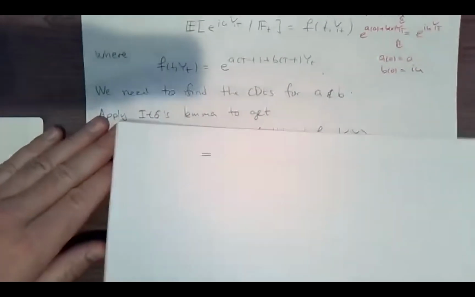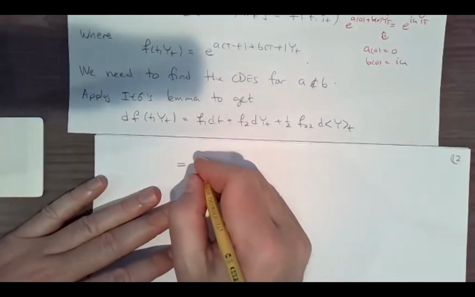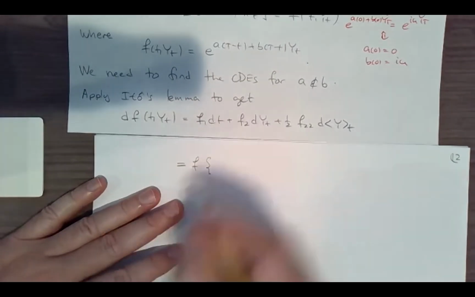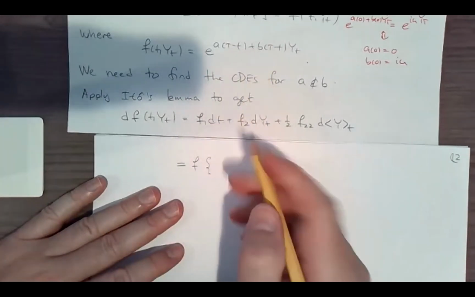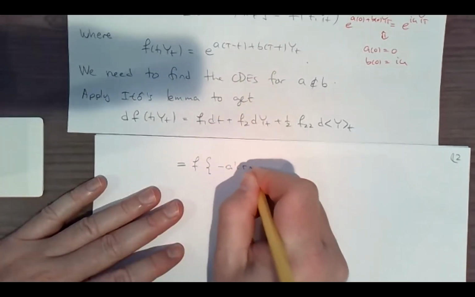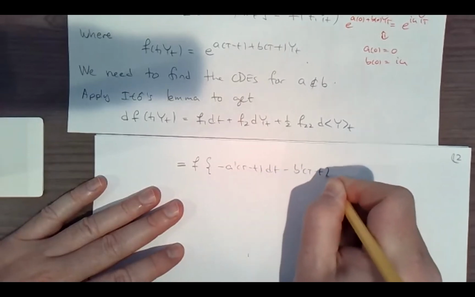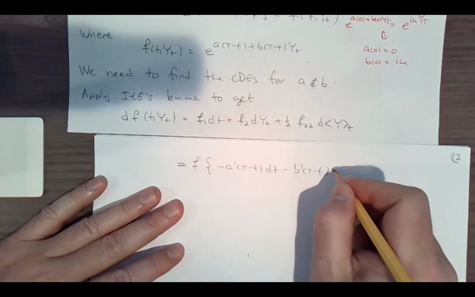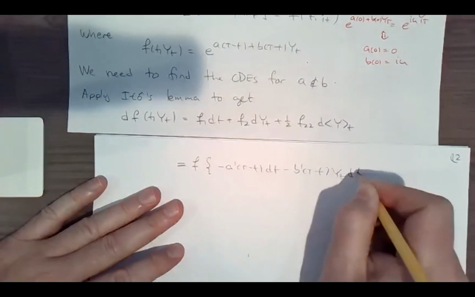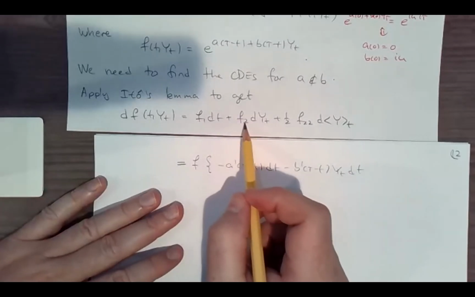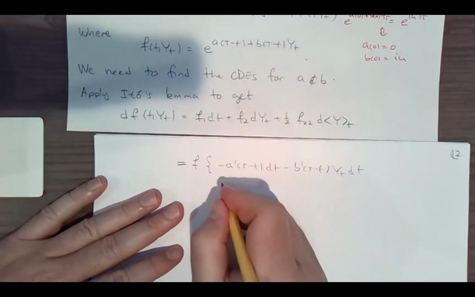Right, so we start out here with f1. Okay, so we need to compute the derivative with respect to t. This is just as before. We'll have an f that's sitting outside. And then we have derivatives with respect to little t inside. So we have minus A prime of T minus t minus B prime of T minus t times the Y. And then we have an f2 derivative. That's just going to give me my B.